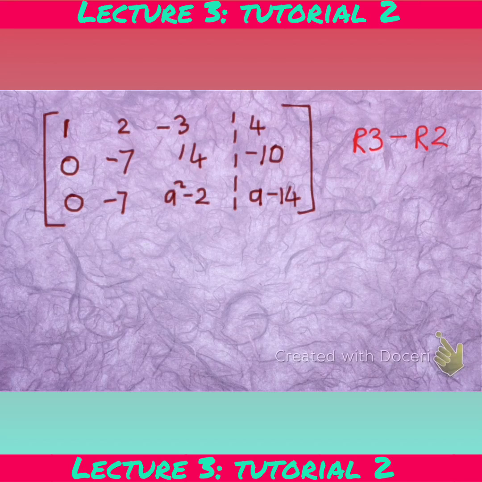So that is going to be 7, that's going to be minus 14, and that's going to be 10. Adding that, we get 0 there. Minus 14 plus a squared minus 2 is a squared minus 16. And then a minus 14 plus 10 is a minus 4.